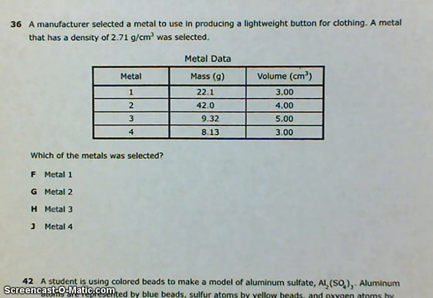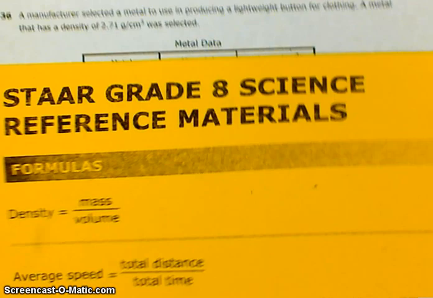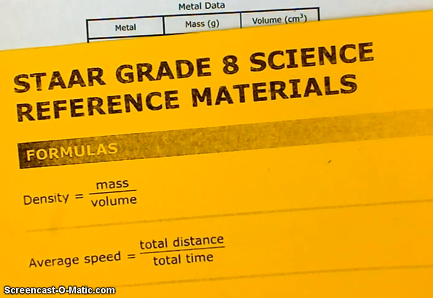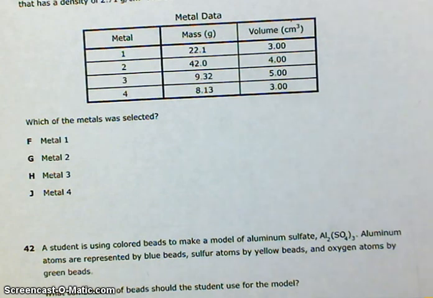Well, this requires you to calculate density. You have mass and you have volume. If you look at your formula chart, you do have the formula for density. Density is mass divided by volume. Okay? All right, so let's do some calculations real quickly. All right, so I've got them set up.